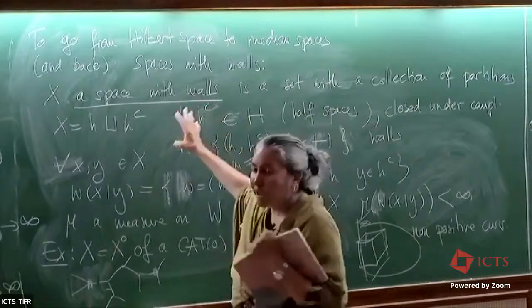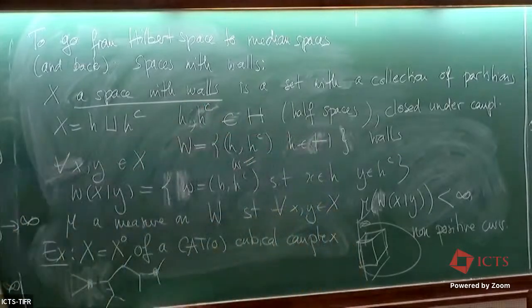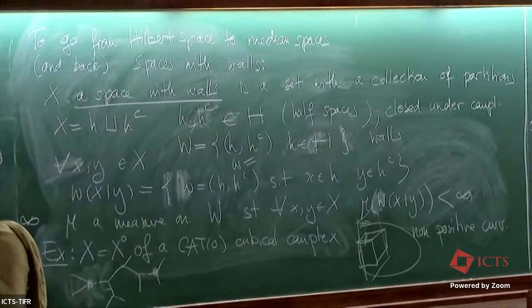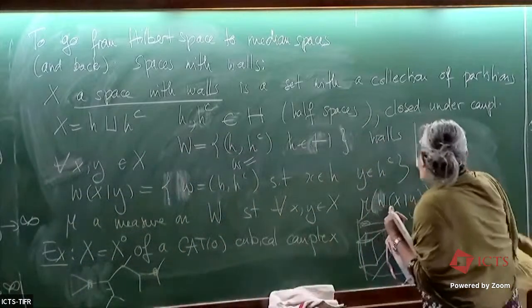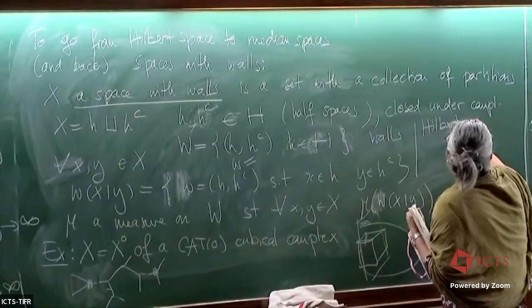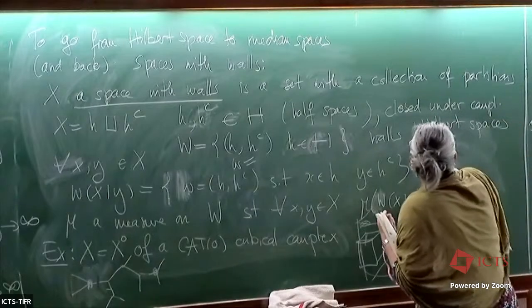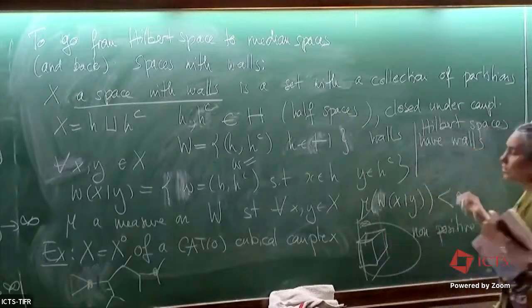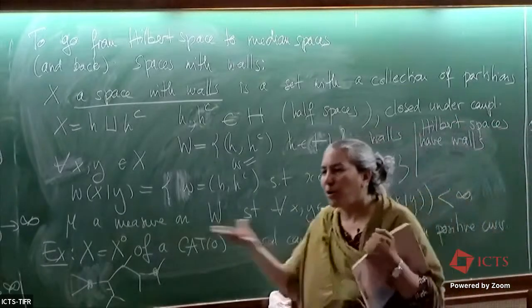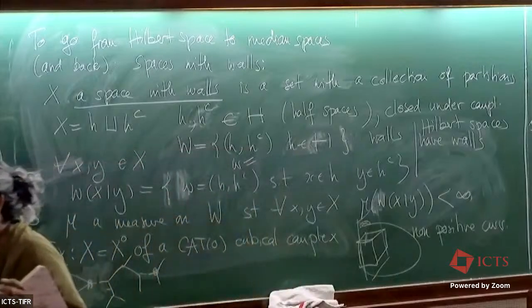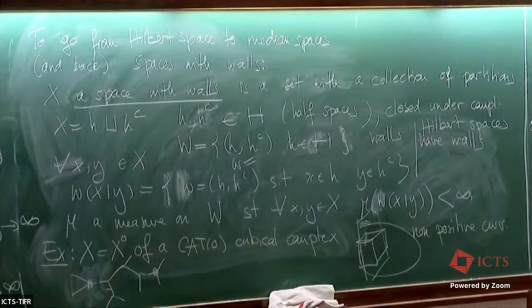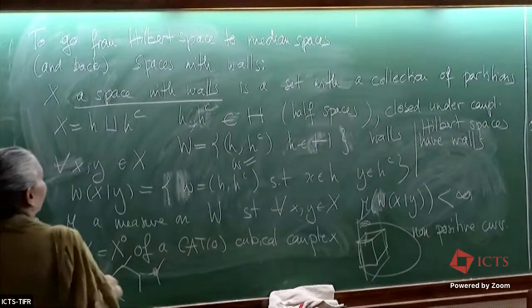And the Hilbert spaces have walls. I guess I can write it here. So Hilbert spaces have walls. So what are your walls? Walls need to be a codimension 1 Hilbert subspace. So what's a codimension 1 Hilbert subspace? It's the kernel of a linear functional. So you take a linear functional in your Hilbert space, take the kernel, you're going to get a partition.